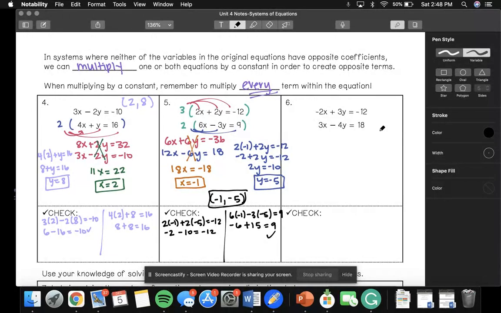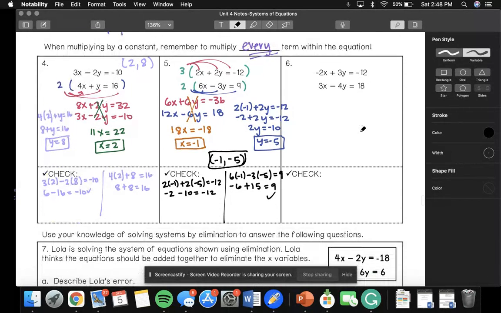So I want you guys to go ahead and try number 6. There is multiple ways to solve number 6. I want you guys just to try it. And then you'll check with me. Again, the way I solved it might be a little bit different, but hopefully you get the same solution.